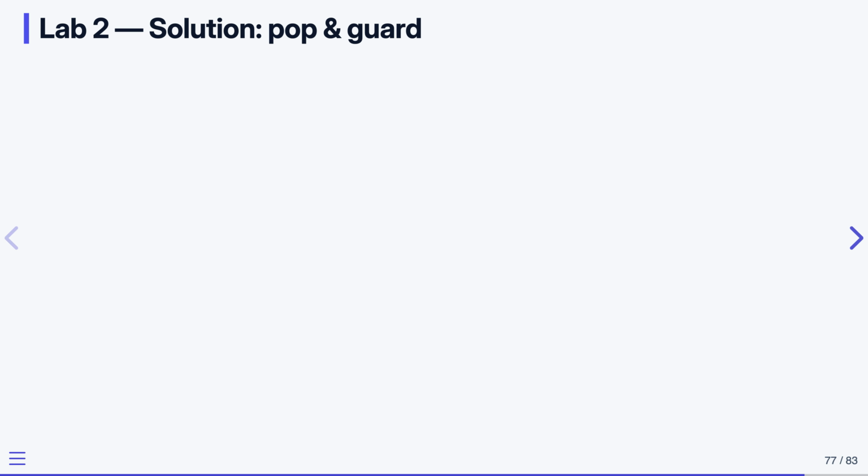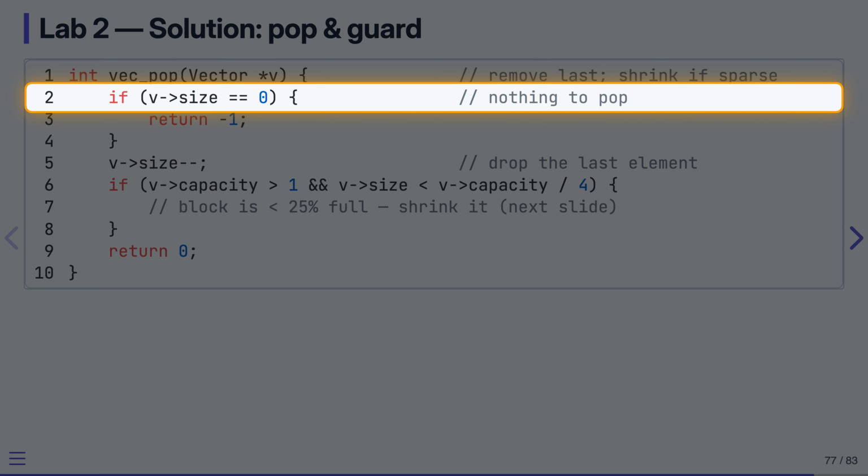Let's look at one solution for vec pop. Try your own first, then follow along with this one. First, a guard. If size is 0, there is nothing to pop, so we return -1 right away. This keeps the function safe even if the caller forgets to check.